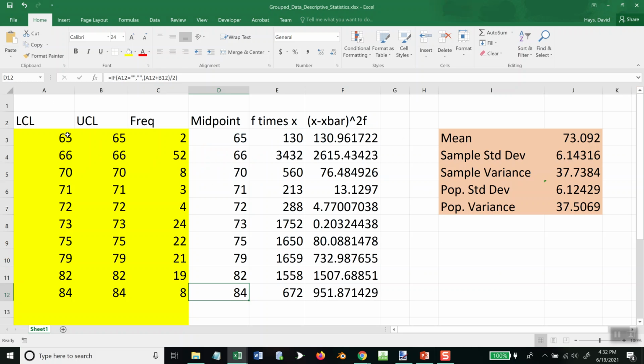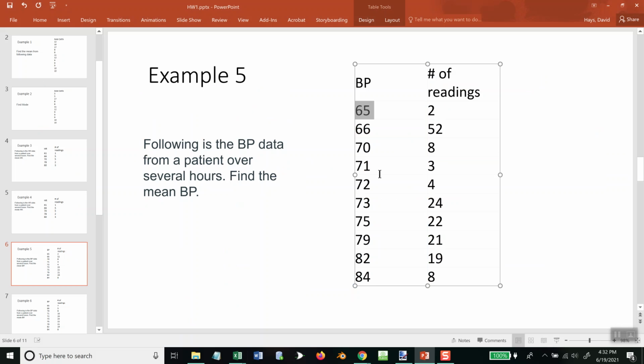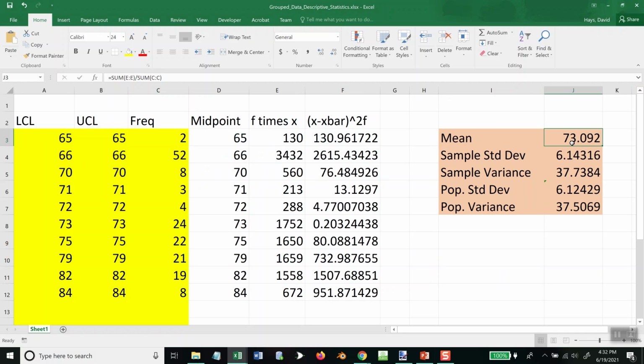to repeat it twice in both of these columns. And then you just put frequency here. Now this problem's asking us to find the mean. And so our answer is going to be right over here in the orange, 73.092, rounded to whatever decimal place.